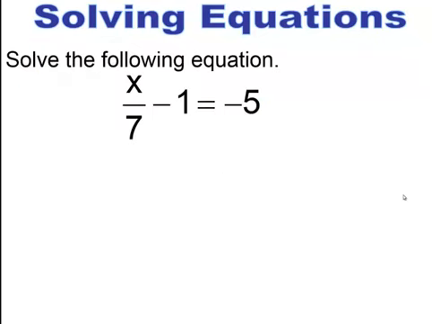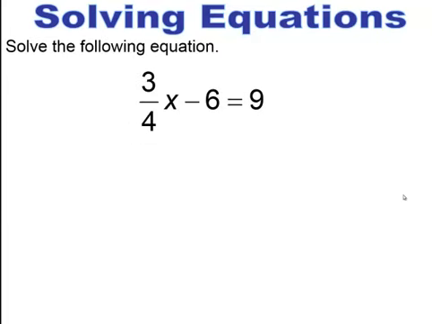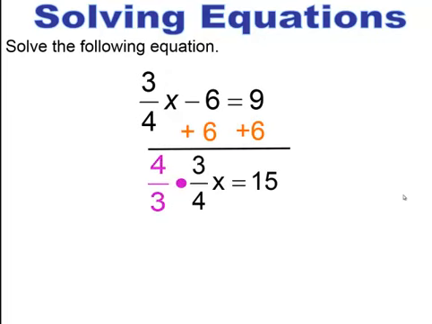Pause and try. So we're going to add 1 to both sides. Then you have that division, so you're going to multiply both sides by 7, and you're going to end up with your solution, x equals a negative 28. Pause and try. So you're going to add 6 to both sides, and then you're going to deal with that fraction by multiplying both sides by its reciprocal. Put that integer over 1 and multiply by simplifying and multiplying across.